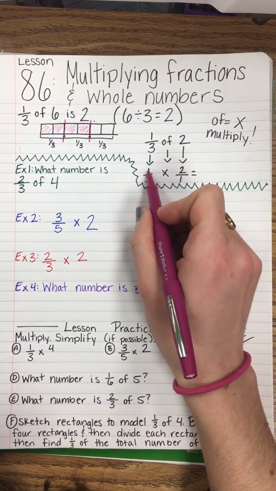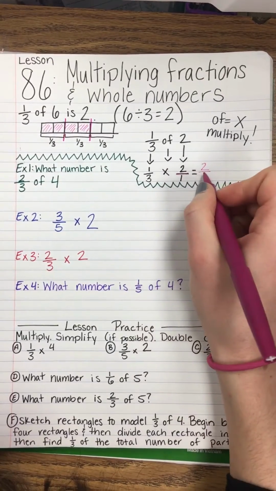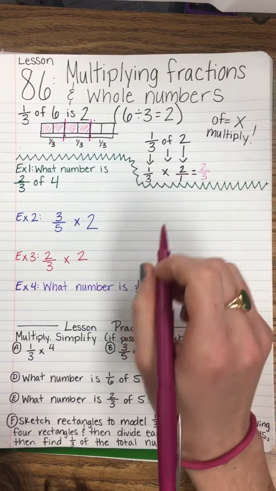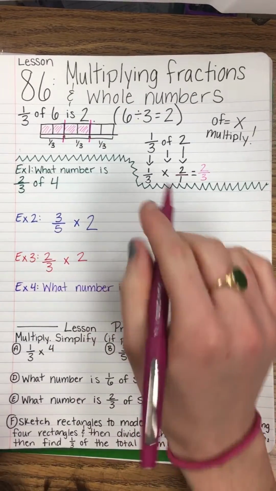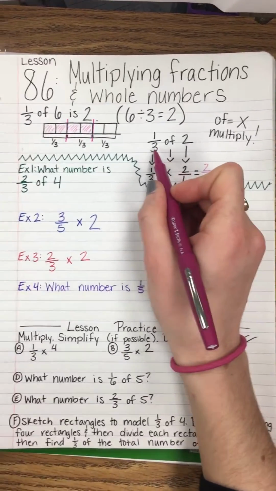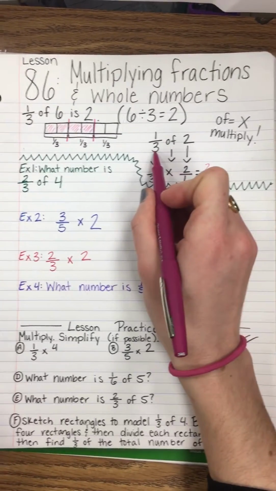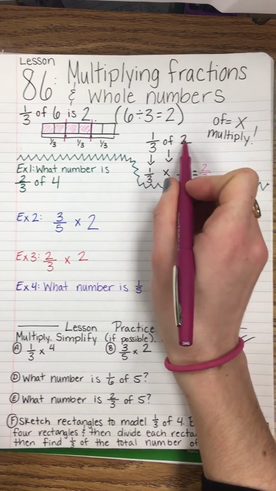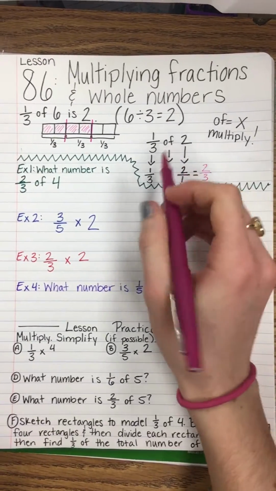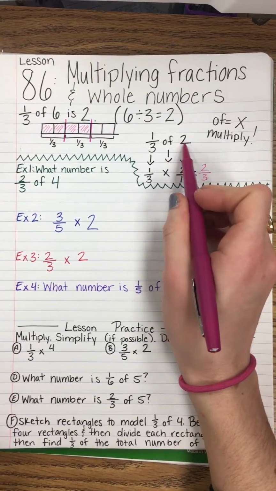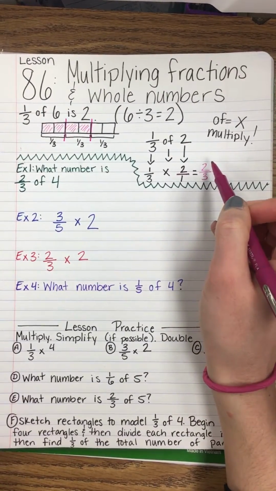So multiply straight across. 1 times 2 is 2, and 3 times 1 is 3, 2/3. So 1/3 of 2 is 2/3. And here's a hint, I suppose. If the denominator is more than the number that you're multiplying it by, it will not be a whole number because you are dividing it into more than you actually have. So there's not going to be a whole number. It's going to be just a fraction.